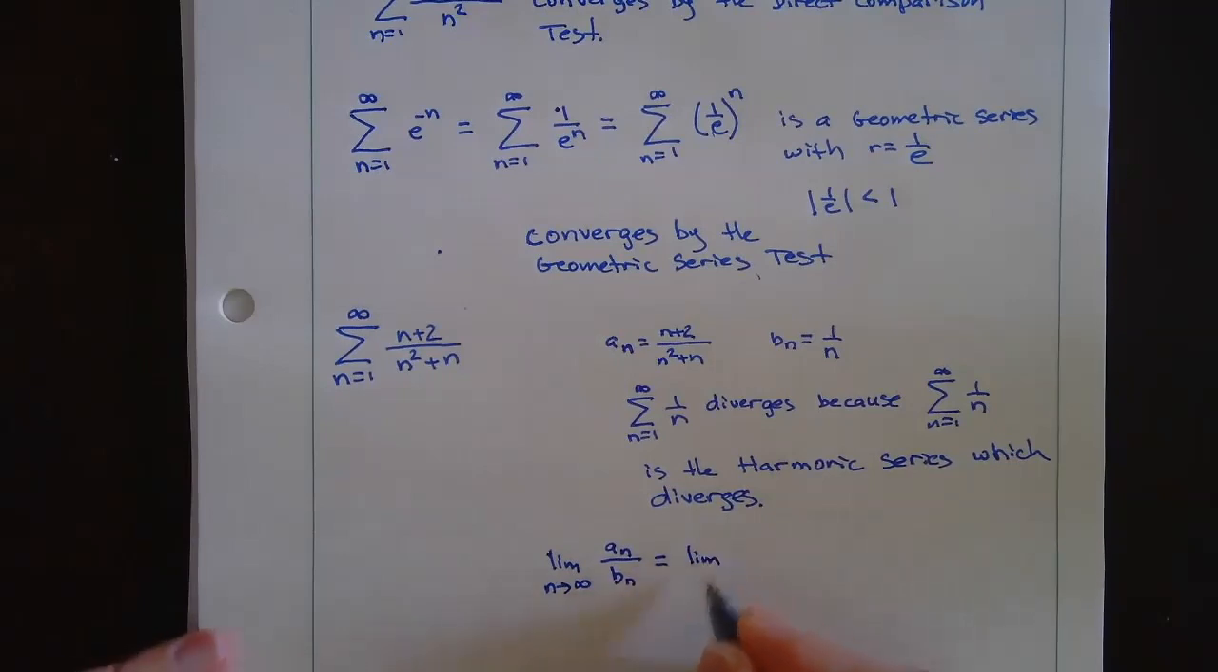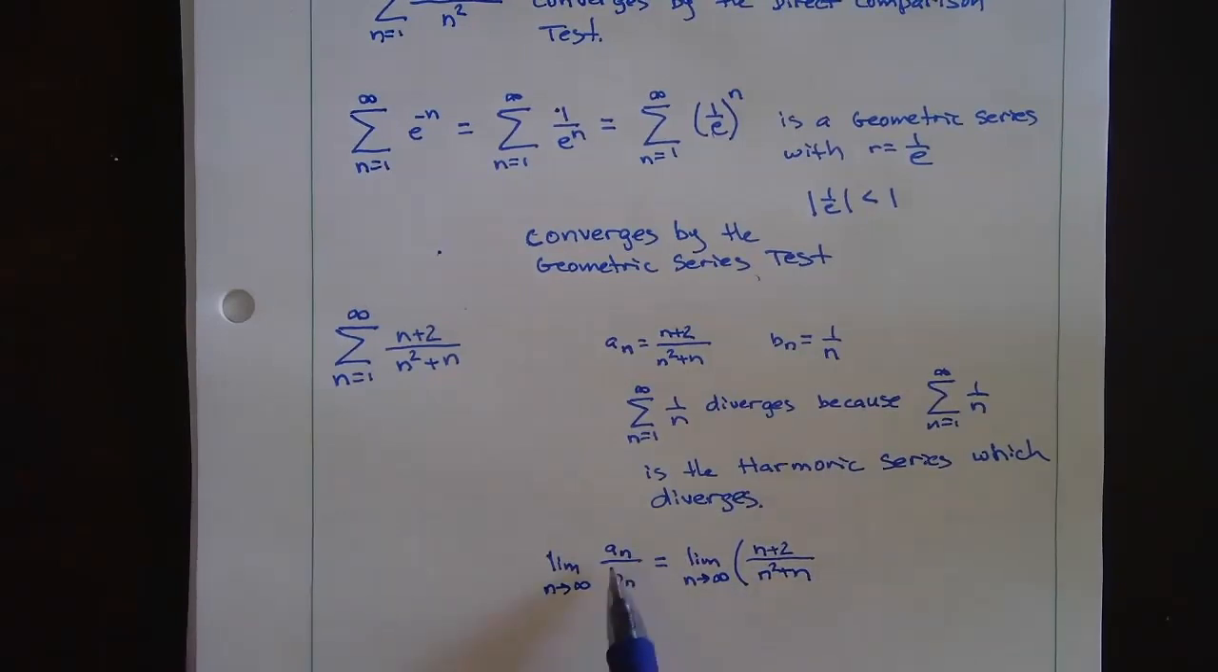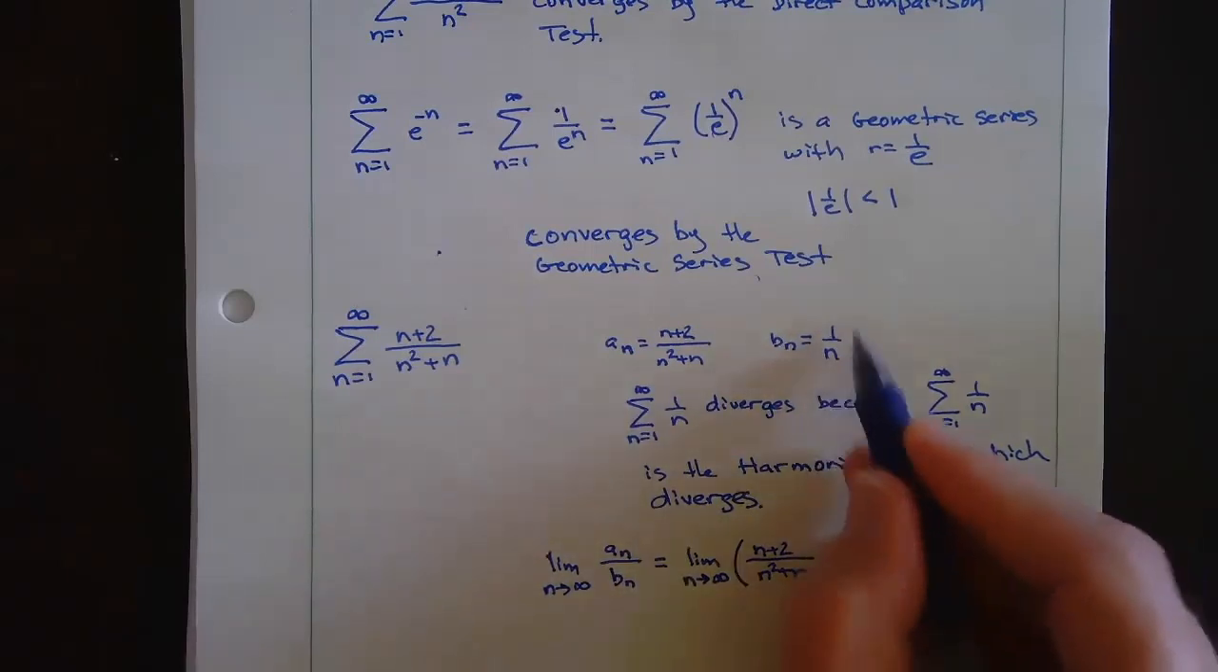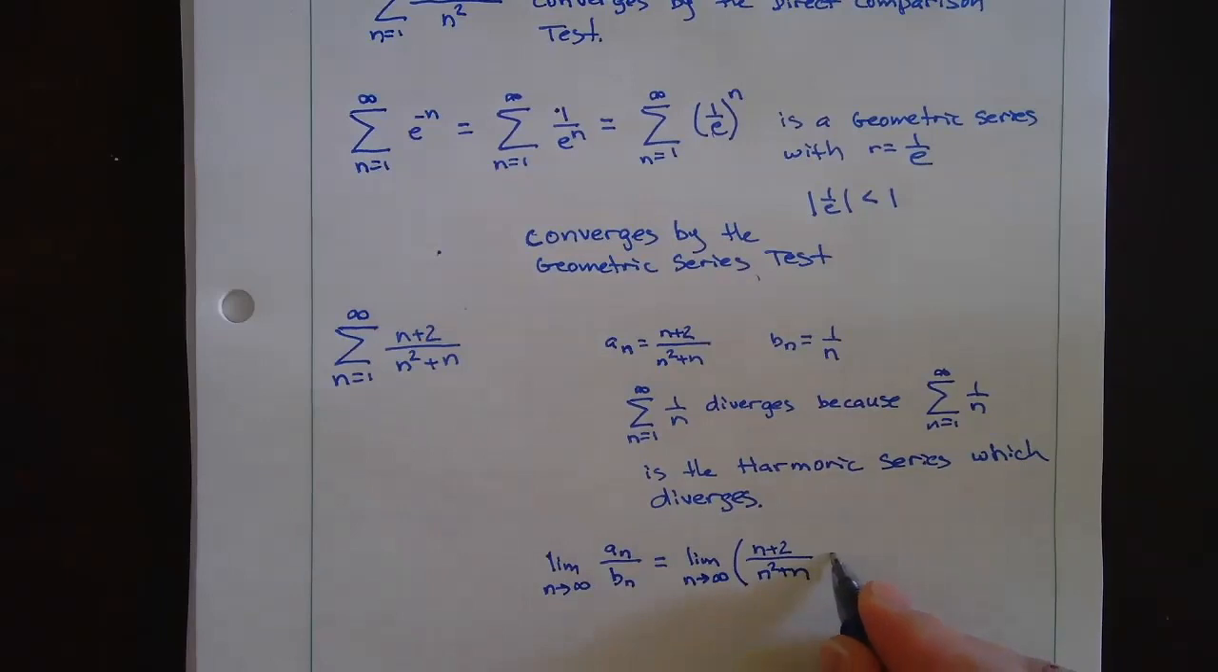So that'd be the limit as n goes to infinity of a sub n, and I'm going to put parentheses around this, it'd be (n plus 2) over (n squared plus n), okay? Now, you can think of this as being a sub n times 1 over b sub n, and 1 over b sub n would be the reciprocal of this, right? So this would be times n, okay?